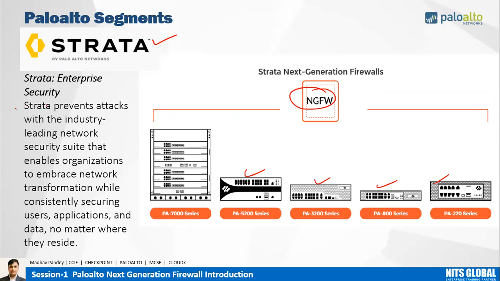So let me read this for you. Strata prevents attacks with the industry-leading network security suite that enables organizations to embrace network transformations while consistently securing users, applications, and data no matter where they reside, whether it's a headquarter, your head office, a branch office, a mid-size organization, small size organization, or large scale organization. All right. So these product lines come under Strata, what we were discussing till now, your next generation firewalls.